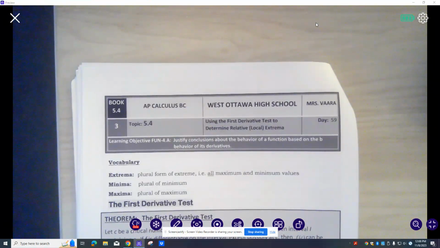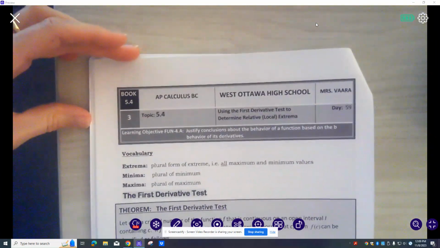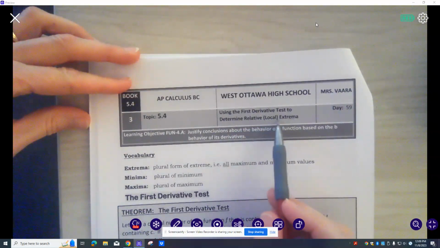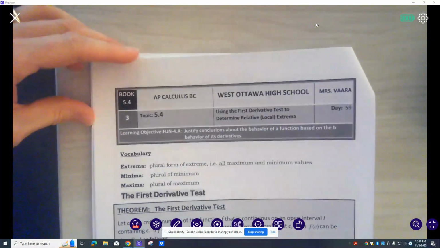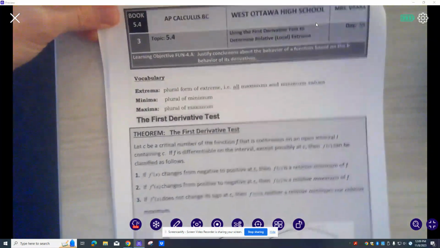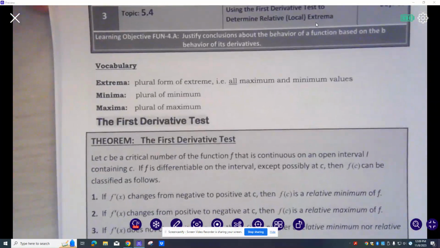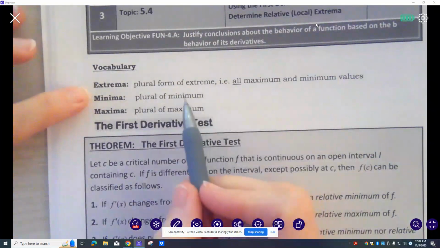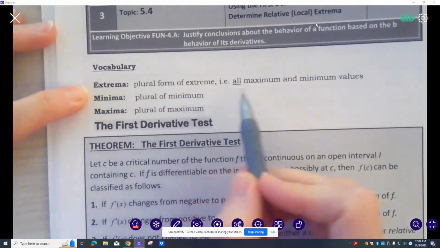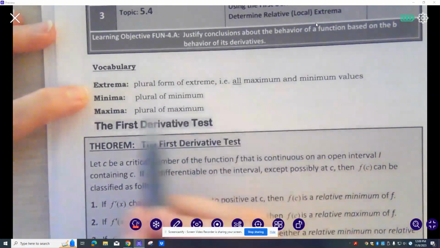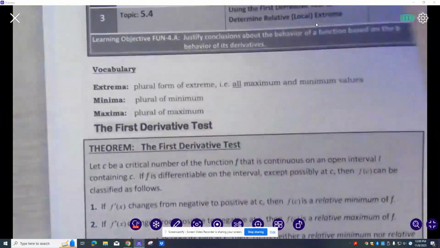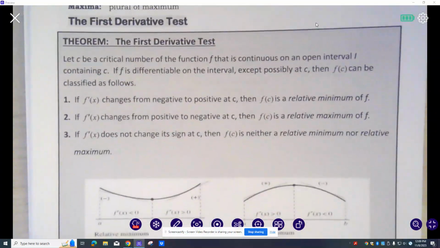This video is for section 5.4. This is AP Calc BC. So, using first derivative tests to determine relative, which means local, extrema. Some of this we have looked at before. The plural form of extreme, that is all the maximum and minimum values, are maxima and minima. So, first derivative test.